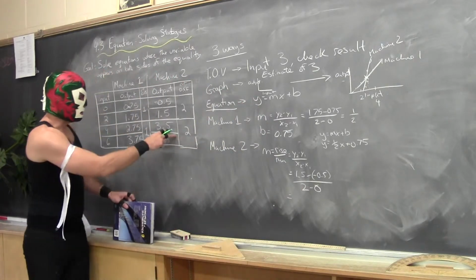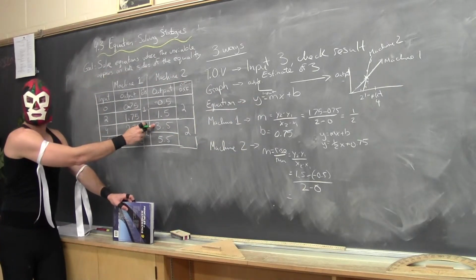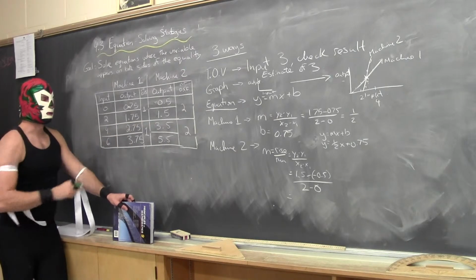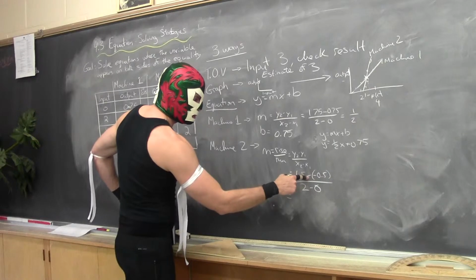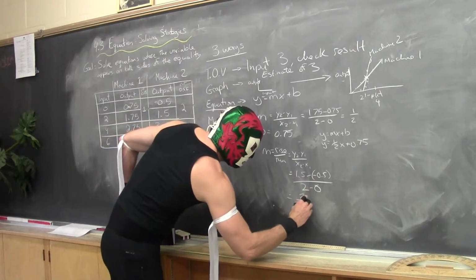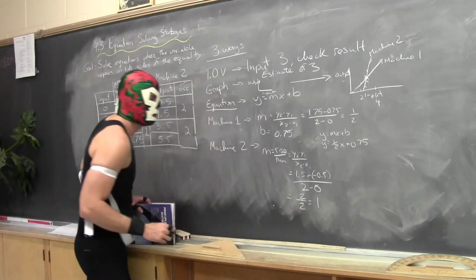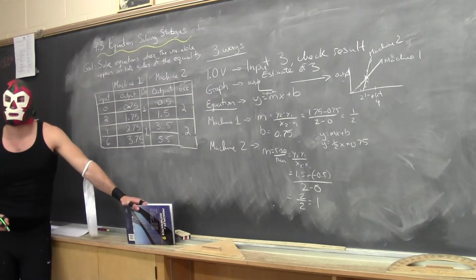Very good. But I could have used these two, right? I could have done 5.5 minus 3.5 is 2. 6 minus 4 is 2. So here 1.5 minus negative 0.5 is plus 2. So what we actually end up with is 2 over 2, which is 1. All right, we got our slope.